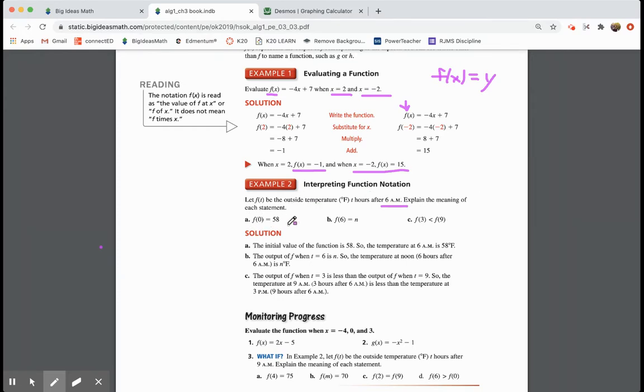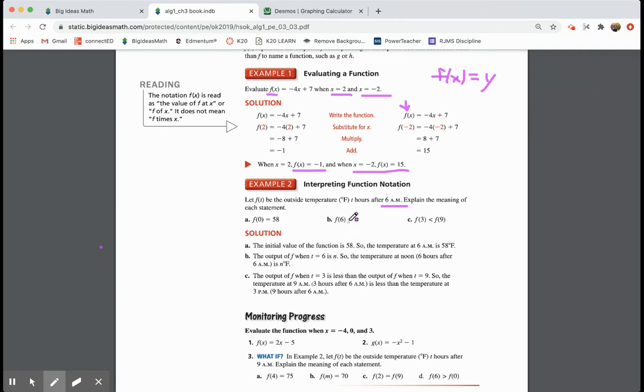So on this first one, A, f of 0 equals 58. So f of 0 means 0 for t, so 0 hours after 6 a.m. That would mean exactly at 6 a.m. On A, they're just asking us if we can interpret this in terms of the problem. So for A, f of 0 means when it is 6 a.m., the temperature is 58 degrees Fahrenheit. That's all that means, because 0 means 0 hours after 6 a.m.